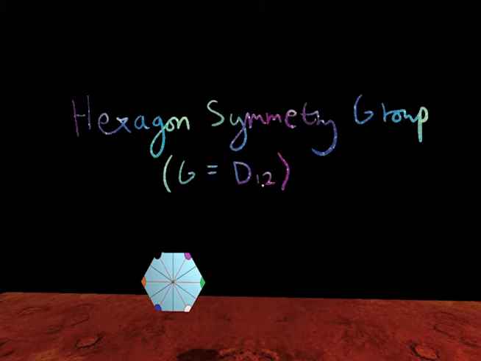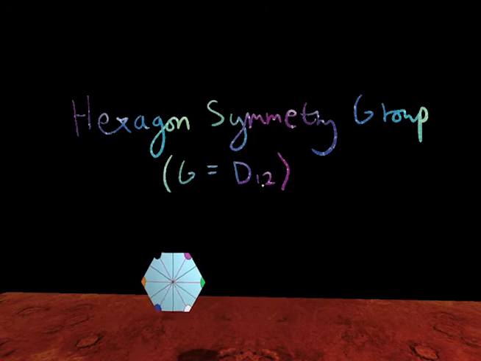There's 6 flipping symmetries, 3 like this, and 3 like this, and 5 spinning symmetries, because we can rotate it by 60, 120, 180, 240, or 300 degrees.